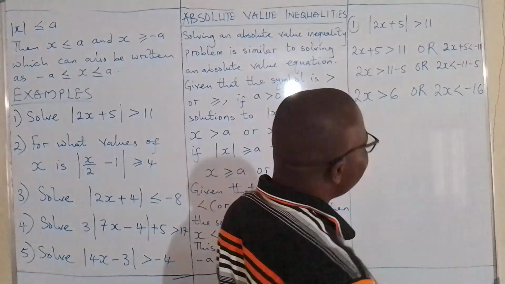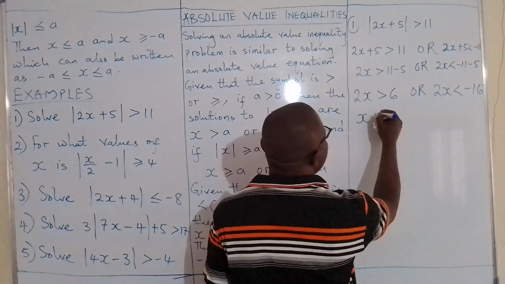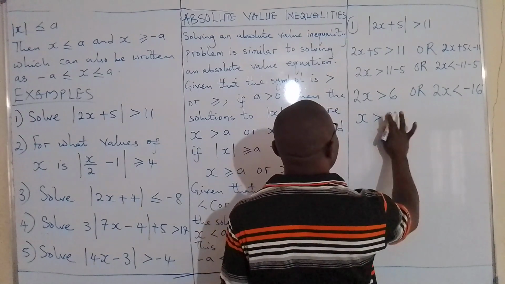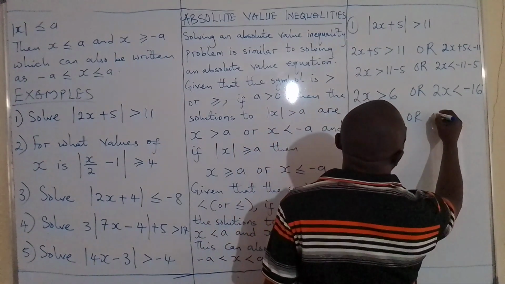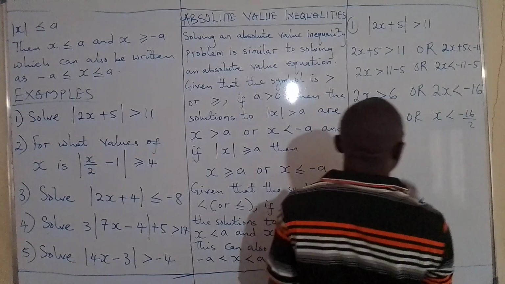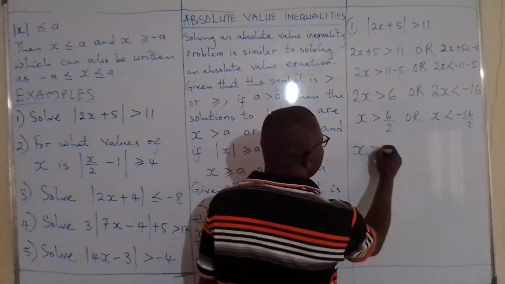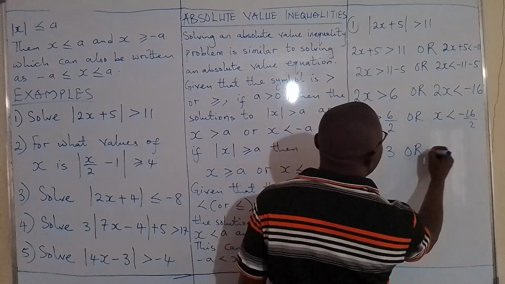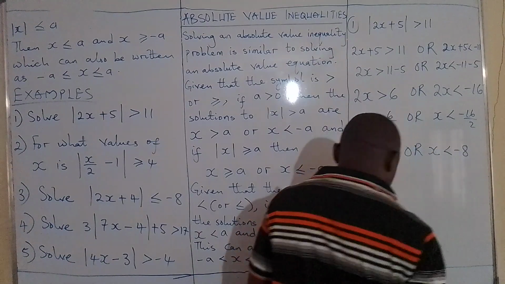So at this point, if we divide both sides by 2, we'll have x is greater than 3. You can write it as 6 over 2. Or x is less than minus 16 over 2. We are dividing both sides by 2. So x is greater than 3, or x is less than negative 8.